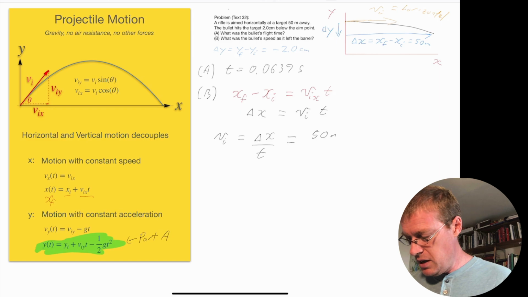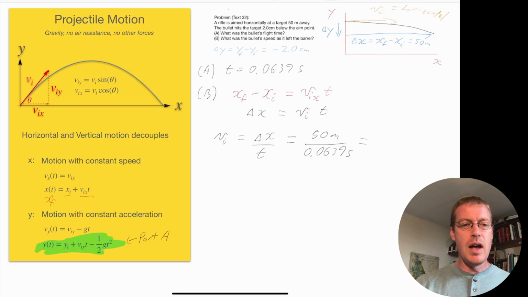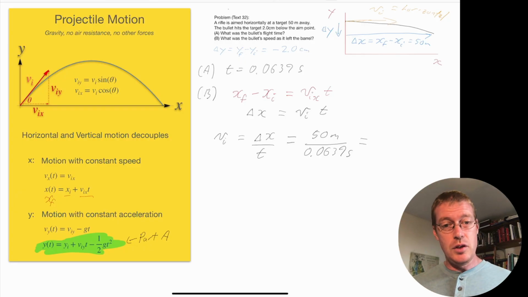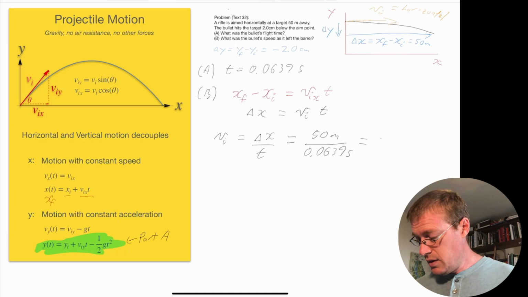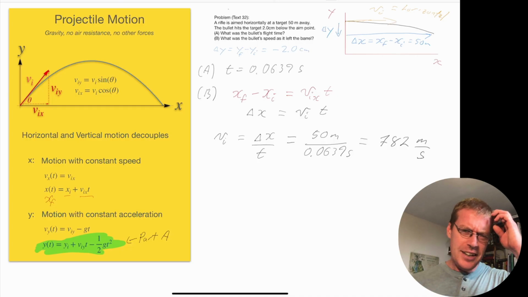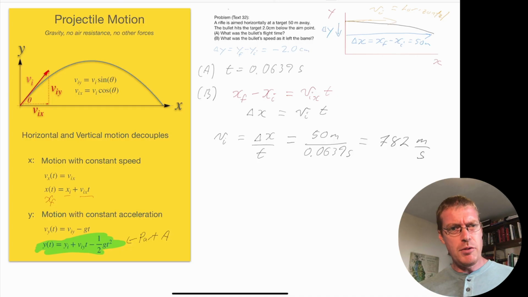I can plug in numbers. 50 meters over 0.0639 seconds. And then I plug that into my calculator, and I get that the initial velocity was 782 meters per second. Now, I don't know a lot about bullets, so I don't know how reasonable that is. According to Wikipedia, this is a reasonable muzzle velocity.